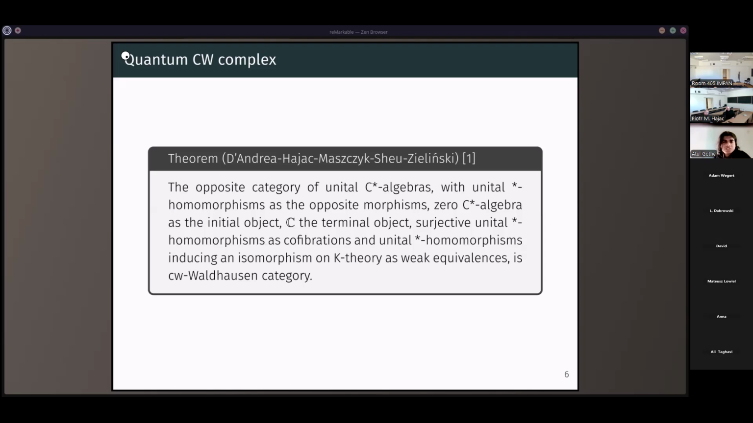And this is why we need this: once we have the CW Waldhausen category of these unital C-star algebras, we can think of constructing some sort of quantum CW complexes. These non-commutative spaces are just formal duals of C-star algebras, and the pushouts in this opposite category will correspond to pullbacks in the category of C-star algebras.